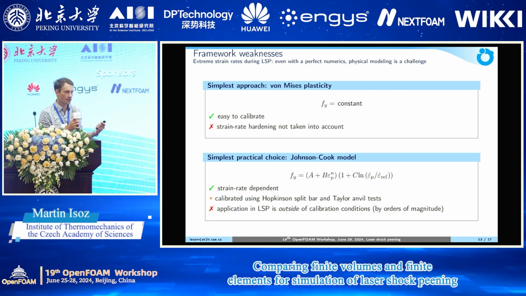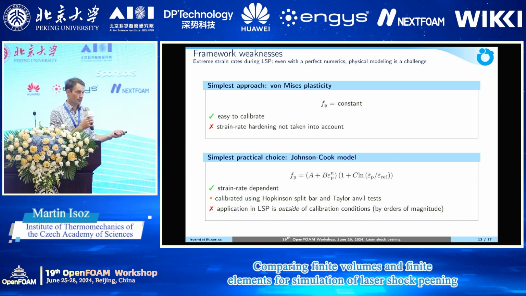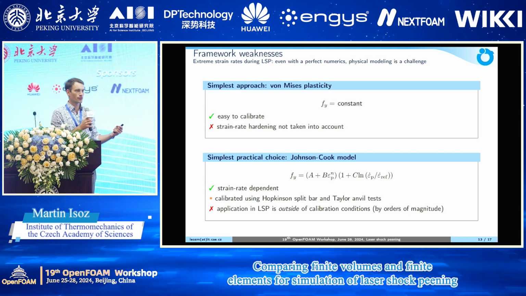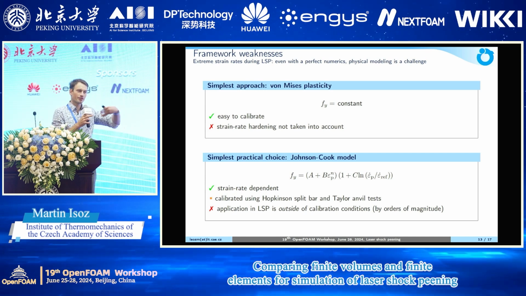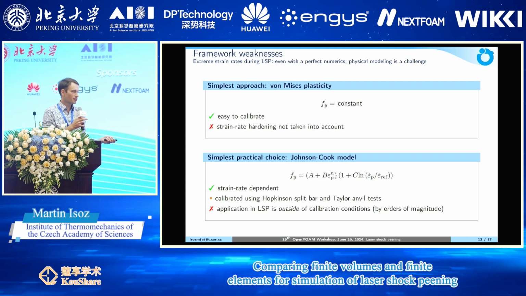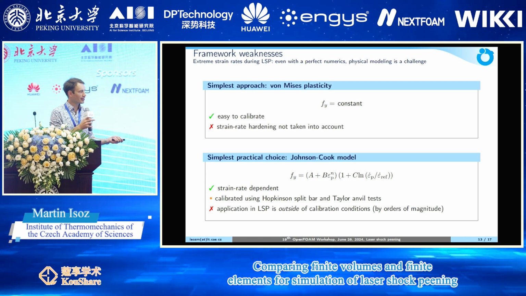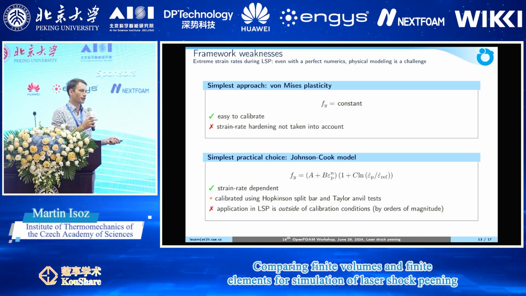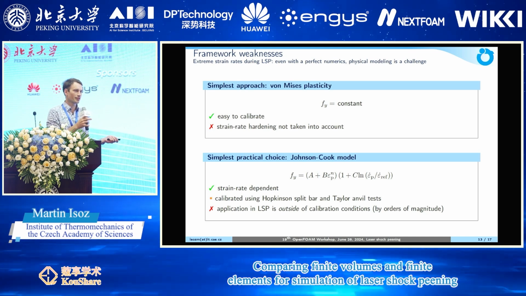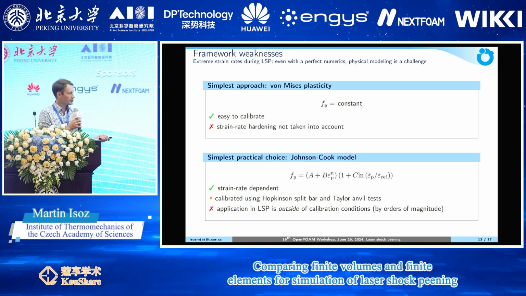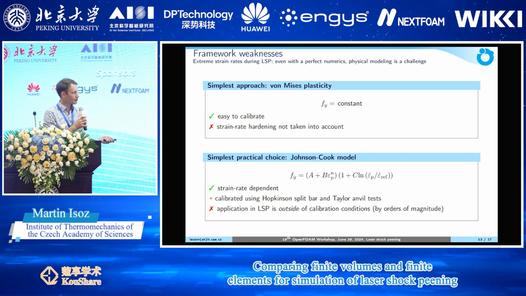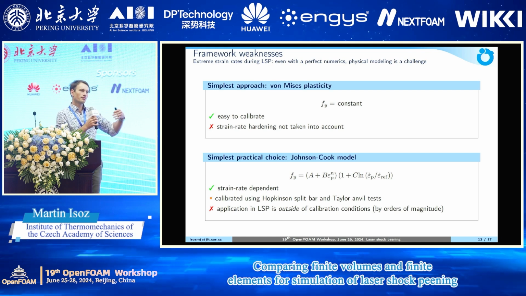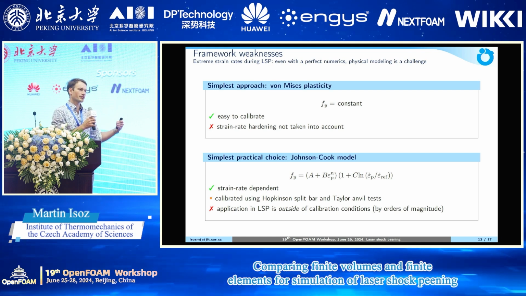The good news is that this model is standard, so there are standard calibration procedures using something called Hopkinson split bar. So you hit two bars together and calibrate the response of your simulation, or Taylor anvil test. You basically point a gun at some anvil and once more calibrate the response of your material in your simulation. The problem is that the strain rate that you can get with these Taylor anvil tests is 10 to the power of 5 reciprocal seconds.